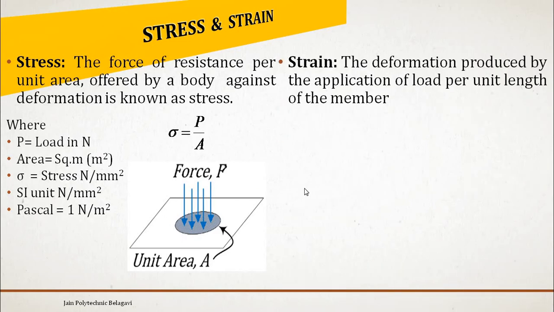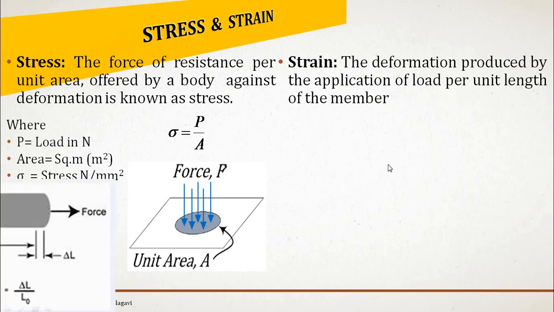Coming to strain here, what is exactly strain? Deformation produced by the application of load. Deformation means changes in the dimension. That dimension may be length, width, the thickness or the volume. So changes produced by the application of load per unit length of the member is said to be strain.